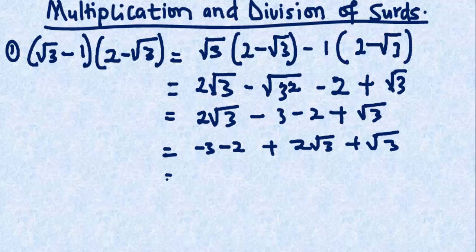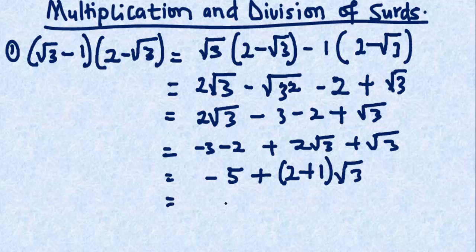So negative 3 minus 2 gives us negative 5. In this case, we recall that in addition, numbers outside the root add up, then we multiply by the like surd. So plus, we have 2 plus 1, which is 3. We multiply the like surd. So here we go, negative 5 plus 3 root 3. So this will make the answer.